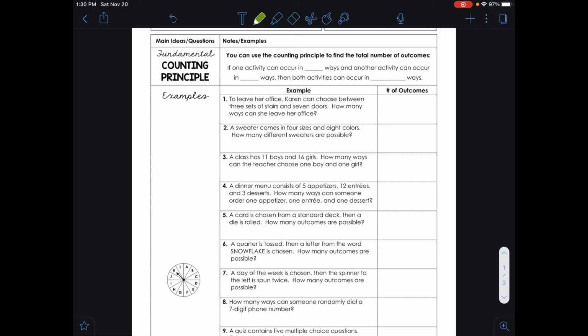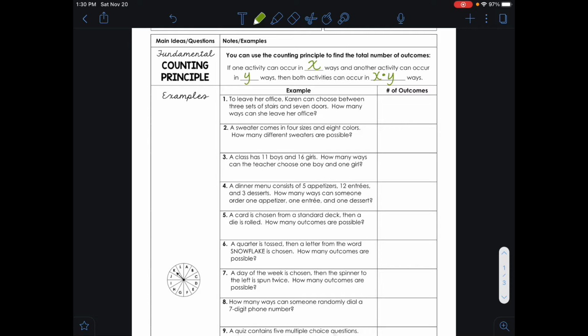Let me fill in these notes. If one activity can occur in, let's say, X ways, so X number of ways, and another activity can occur in Y ways, then both activities can occur in X times Y ways.